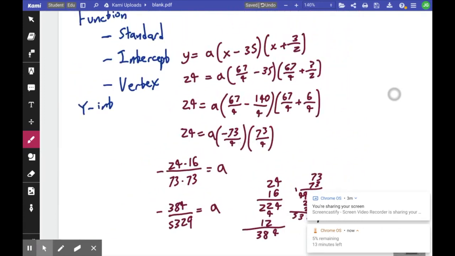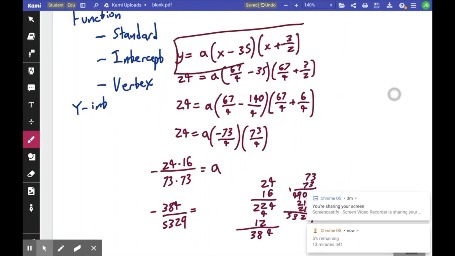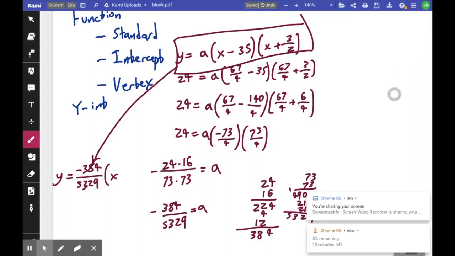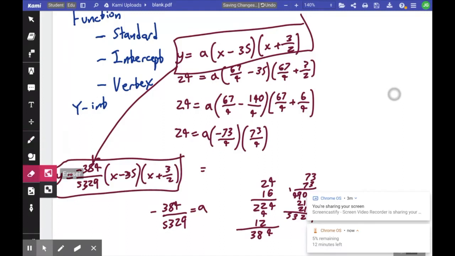So now I'm going to plug that back into our equation up here, drag this down, and we get y equals negative 384 over 5329 x minus 35. Just going to make some room here, erase some of this stuff. X minus 35, x plus 3.5. And this is our equation in intercept form. So let me quickly do some cleaning up, and then I'll be right back.